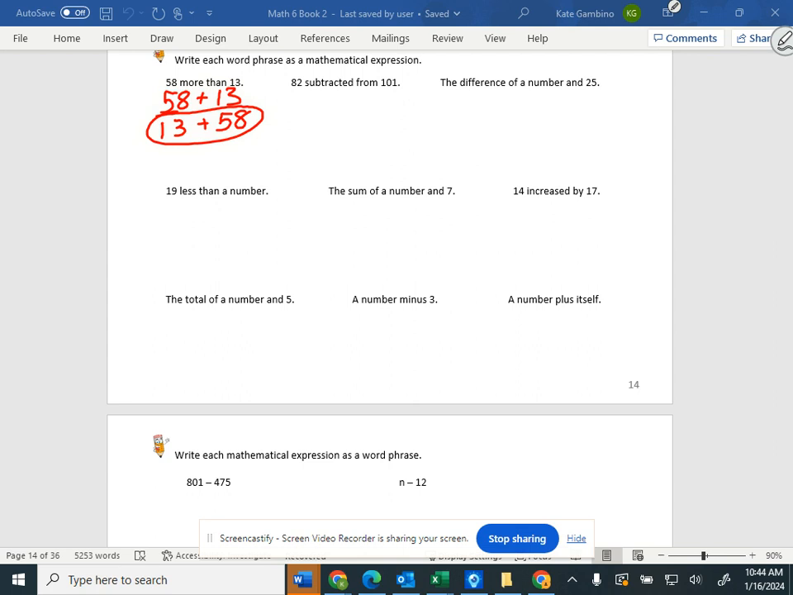Jimena? Yeah, the next one says 82 subtracted from 101. So how would I write that? 101 minus. Very good. This is one of those tricky ones where here I said it could go either way. You could put 58 first, you could put 13 first. But on this one, we cannot put 82 first. We have to have 82 subtracted from 101. So 101 has to be first, subtract the 82.